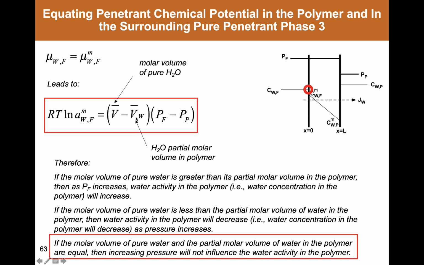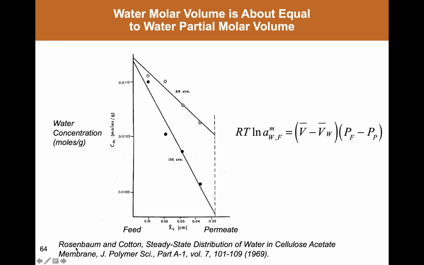On the other hand, if the molar volume is a little bit less than the partial molar volume, then as you raise the feed pressure, it drives the activity of water at this interface down, and drives the concentration of water in the polymer down. The way this would show up in Ham's experiments is that as the concentration of the solvent went down, the swelling of the solvent-swollen sample would decrease. So this qualitatively explains the three cases that are outlined here and that we saw in the experimental data.